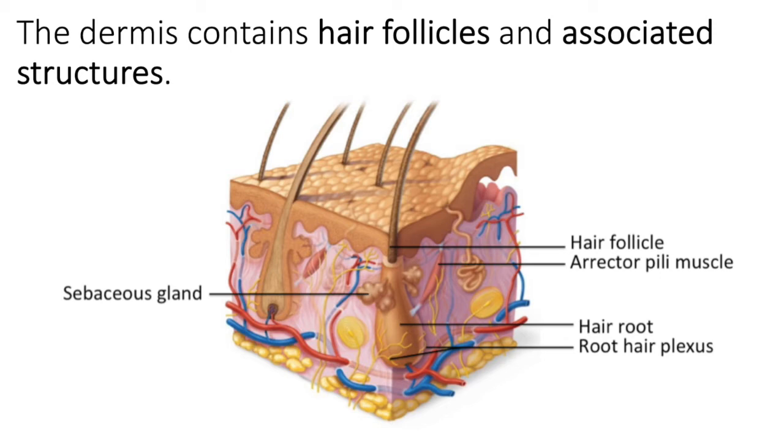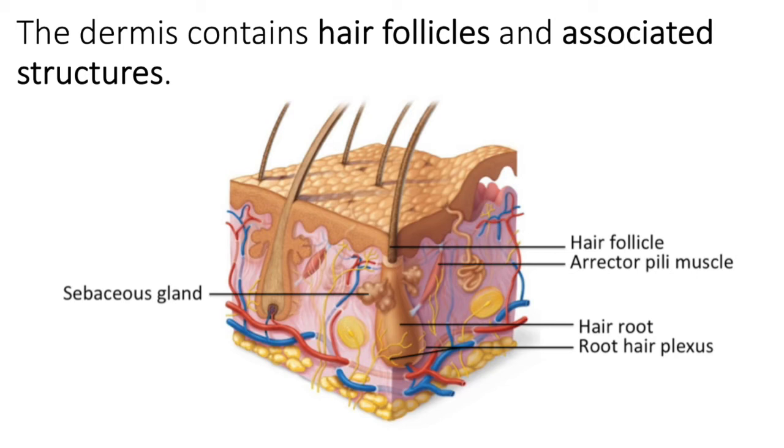Another important structure is the arrector pili muscle. Arrector pili muscles are smooth muscles. That means they are involuntary. They're controlled by the autonomic nervous system. When they contract, they cause a hair to stand upright. And we commonly refer to that as goosebumps.